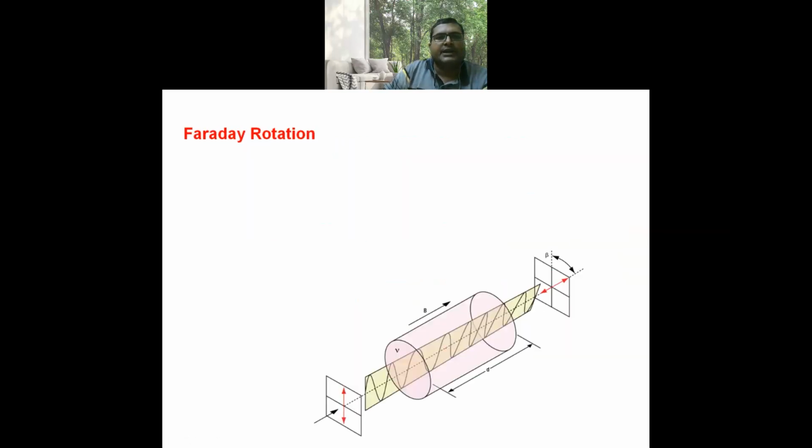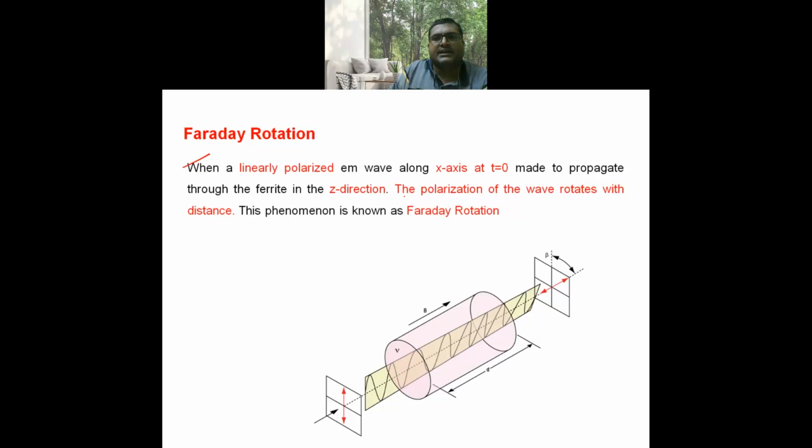Faraday rotation. When a linearly polarized EM wave along the x-axis at t equal to 0 is made to propagate through the ferrite in the z direction, the polarization of the wave rotates with distance, and this phenomenon is known as Faraday rotation.